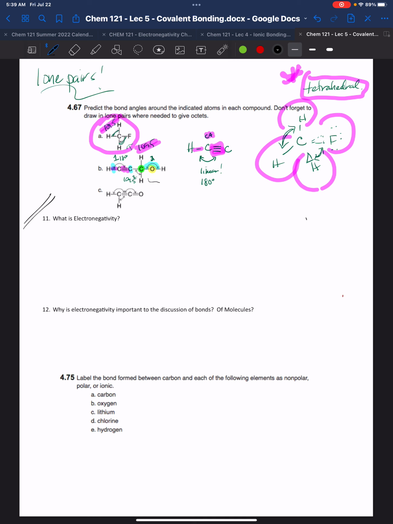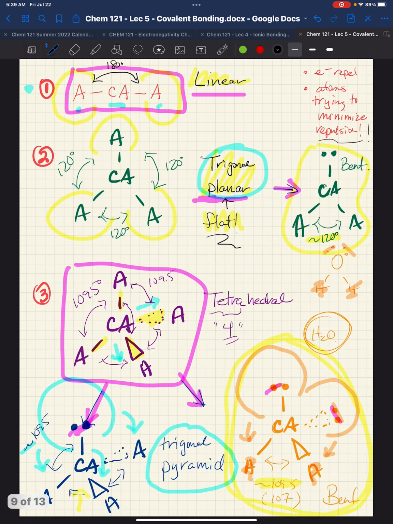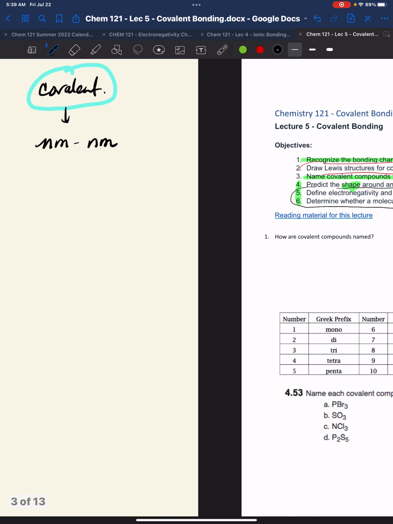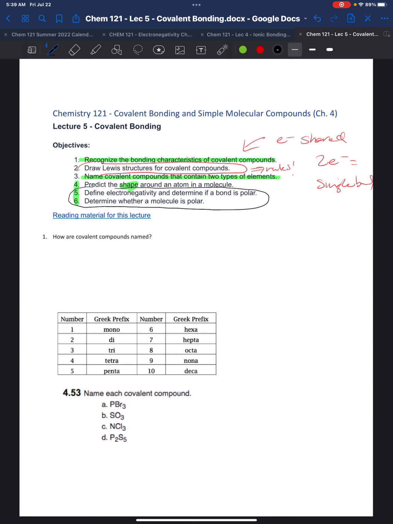So I wanted to finish off our conversation this week with the last part of the story as far as molecules go. And if you recall, we're really talking about polarity. I'm going all the way back to our objectives really quickly. Our last two items are electronegativity and determining the polarity of a bond, and then also the polarity of a molecule.